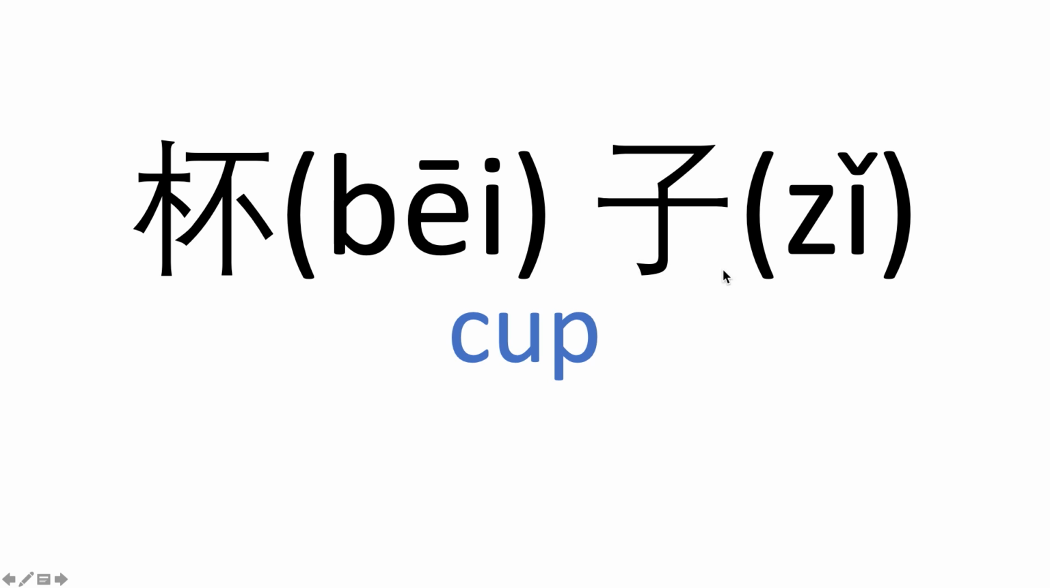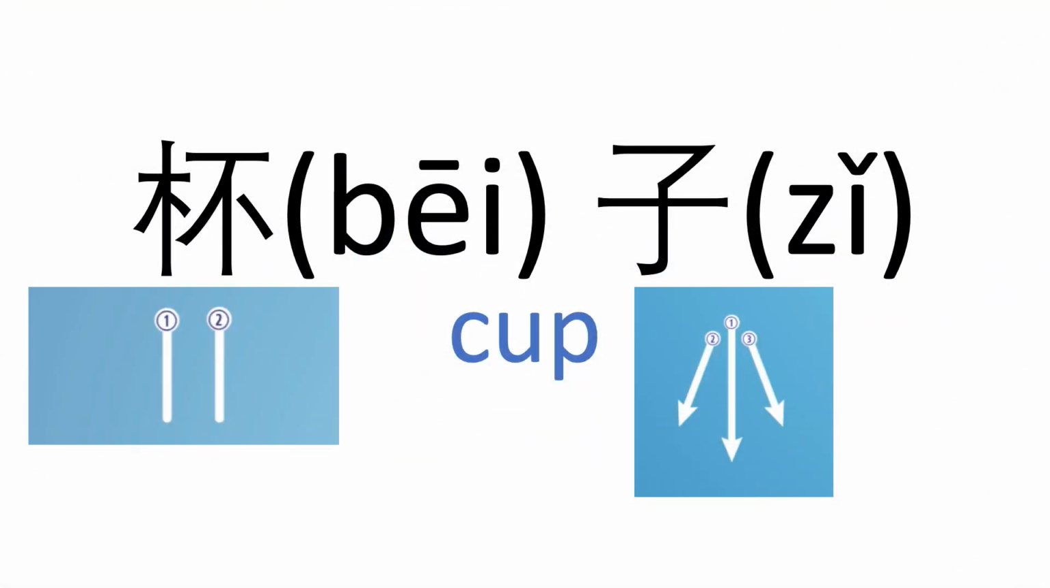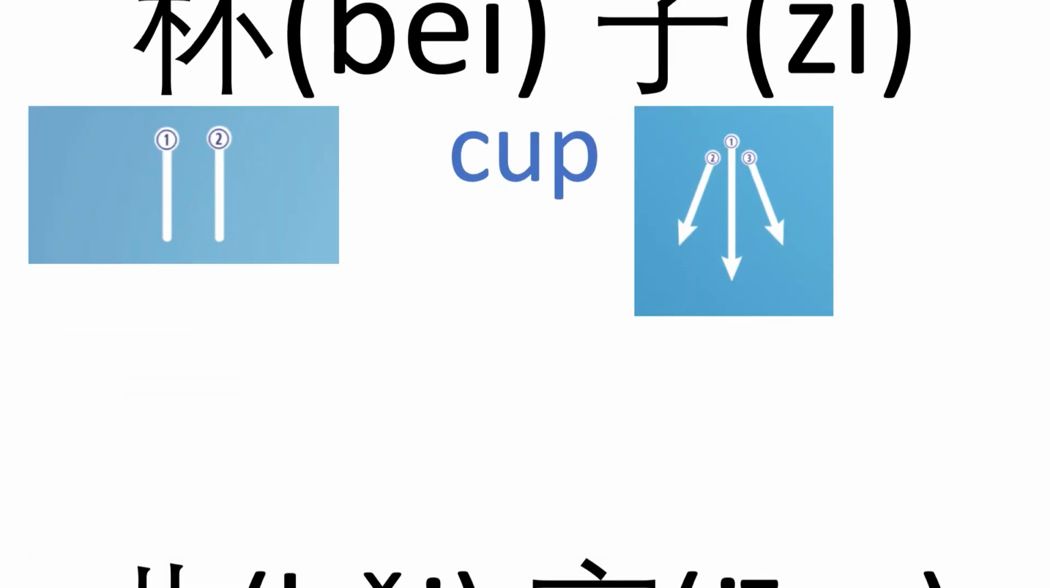杯子 means cup. Bei is a left to right structure. You are right. And zi, you have to write the middle first and then the sides. That's correct.